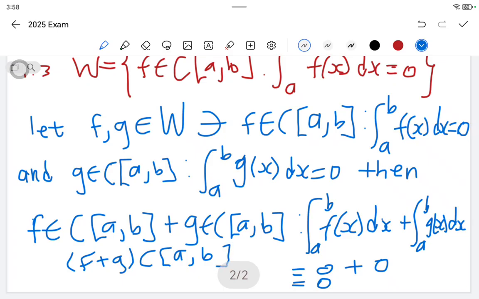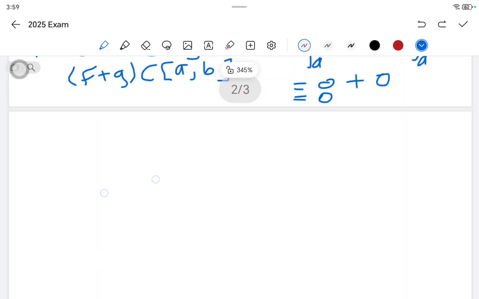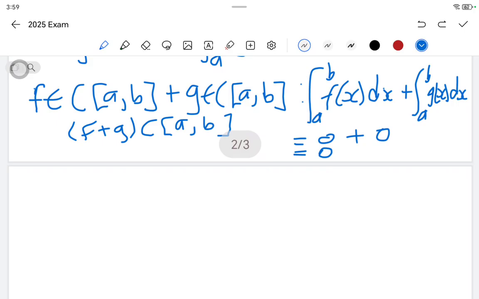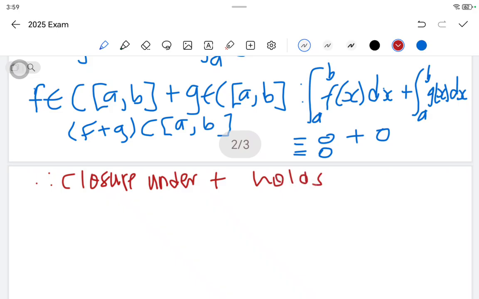We are also preserving the fact that this is continuous over the interval AB. So we're trying to show that their addition will also be preserved within that closed interval. You see, right? Then we are good with this. Now, we have seen that closure holds under addition. So we can deduce to say, therefore, closure under addition holds. You see, right?